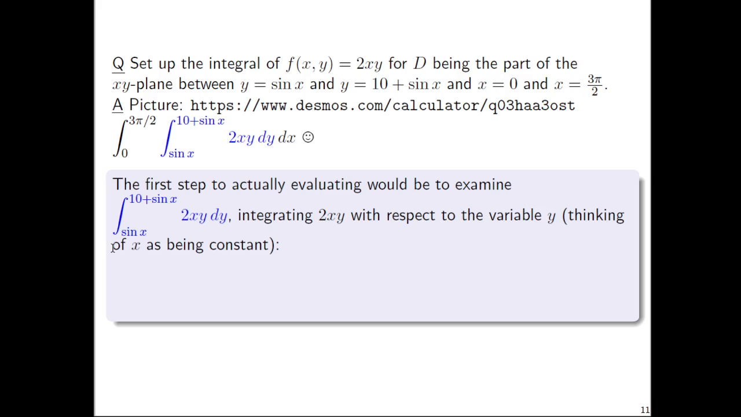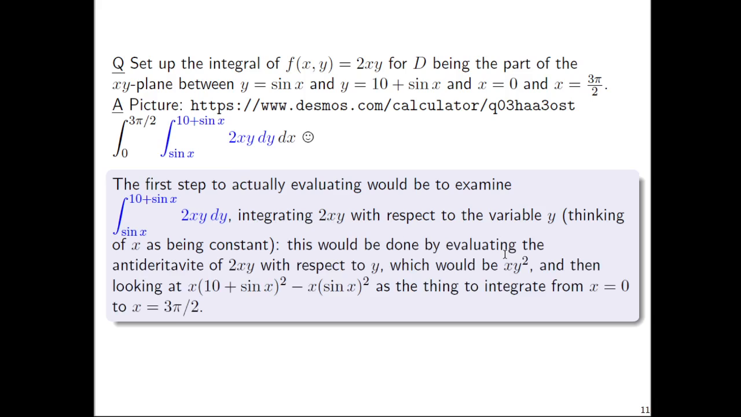The first step to actually evaluating would be to look at the inside thing. I've highlighted that in blue, and we should integrate 2xy with respect to the variable y, thinking of x as being constant. This would be done by looking at the antiderivative of 2xy with respect to y. That'd be x times y squared. And then we'd have to look at integrating.